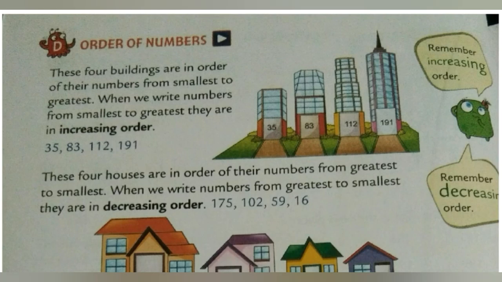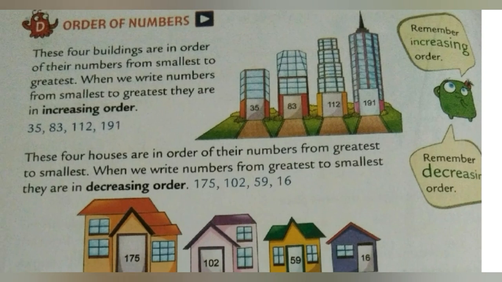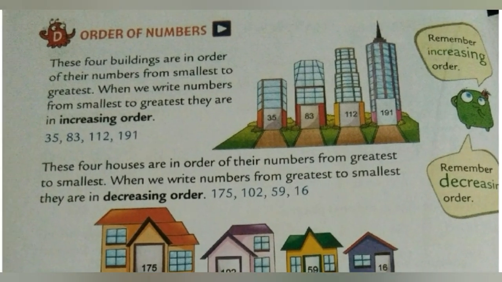Okay students, now let's move on to page number 18. Here we will learn order of numbers. That means increasing and decreasing order. You have already studied this in grade 1. Increasing means small to big and decreasing means big to small. Let's check out this picture first. These 4 buildings are in order of their numbers from smallest to greatest. When we write numbers from smallest to greatest, they are called increasing. That means from small to big. It is called increasing order.